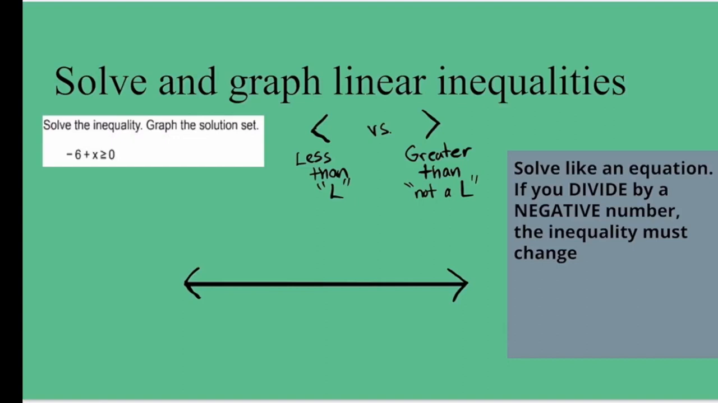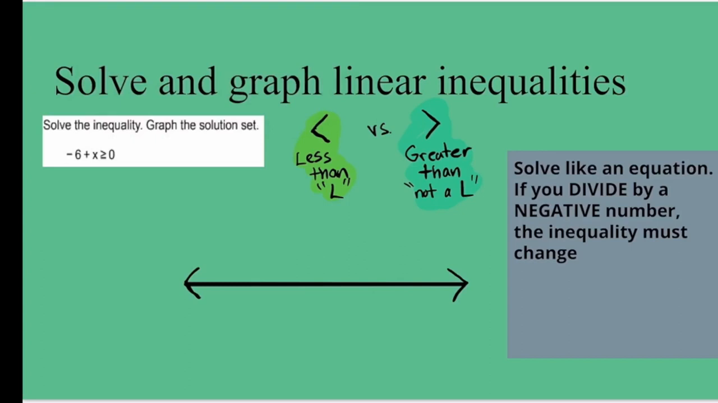Solving and graphing linear inequalities. First, you need to be able to read the inequality. On the left is the less than sign, which looks like an L. On the right is the greater than sign, which does not look like an L. So that's the way that I explain it. I know you can look online and there are some alligator examples of eating the bigger number, things like that.